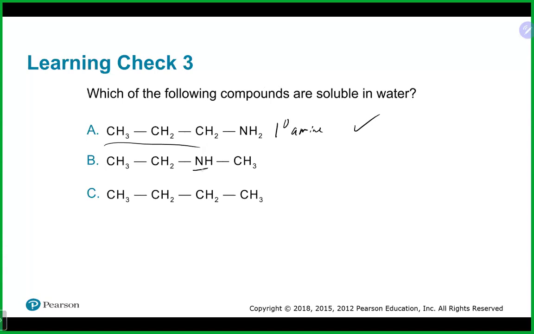This is a secondary amine. Also should be soluble in water. Again, not too big of a nonpolar part sort of happening. So again, it should still have the ability to do some hydrogen bonding.